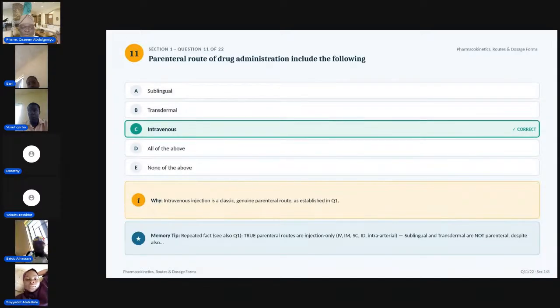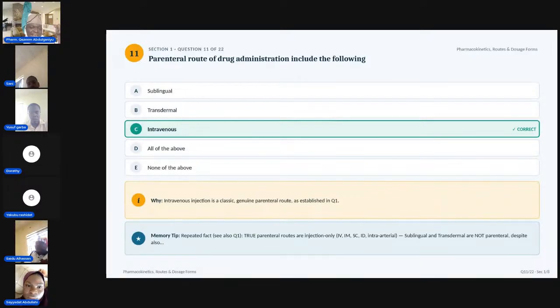So parenteral route of administration, this is coming again now, but this time around include the following. It is being brought in a different way now. As you can see, you now see the sublingual route put here as a parenteral option for you. I want you to be smart about this. Look at it very well. So the sublingual route is coming here again, and then transdermal is coming here again.